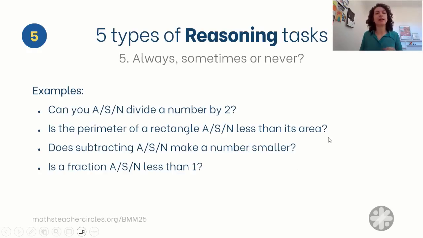And the fifth type is called always, sometimes, or never. Okay, the onus is on using logic and evidence to justify ideas and finding counterexamples to prove an idea incorrect. So this is great for concepts where you want students to make new connections, including between existing ideas, and to dispel possible misconceptions that you know might arise.